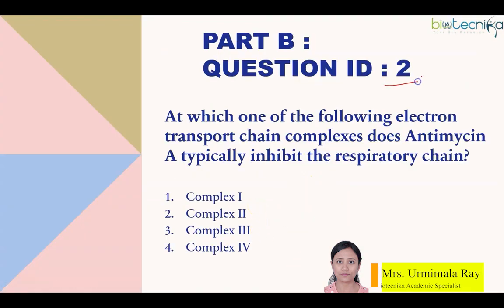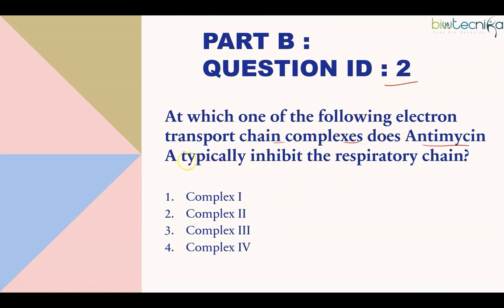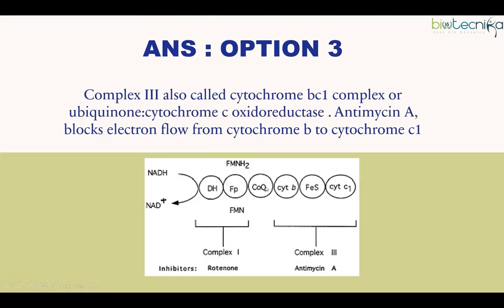Next question, question ID 2. At which one of the following electron transport chain complexes does antimycin A inhibit the respiratory chain? We know the respiratory chain consists of complex 1, 2, 3 and 4. This question is from metabolism of carbohydrates, that is electron transport chain. If you know about the inhibitors, it's a very important topic. We have several inhibitors inhibiting a lot of complexes.